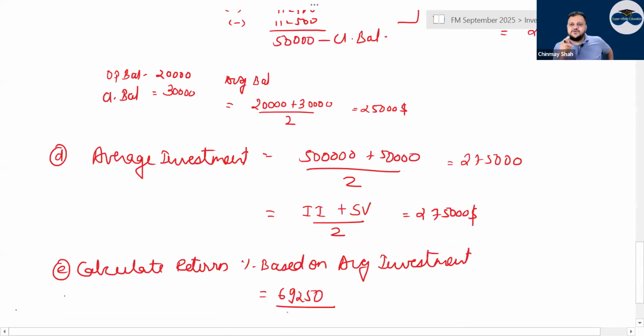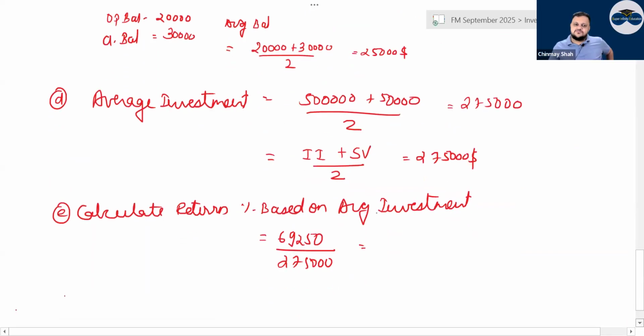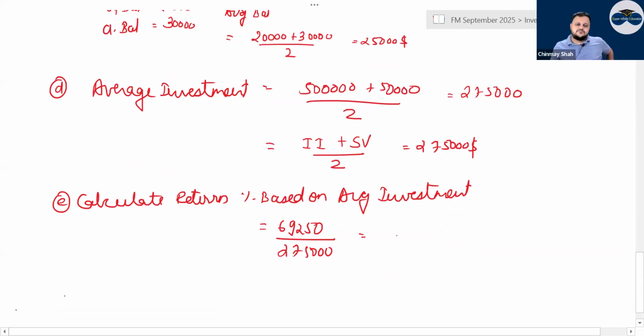Now what should I divide this by? 500,000 or 275,000? Tell me. 275,000. So 69,250 divided by 275,000. How much is the return? It is 25.18%.